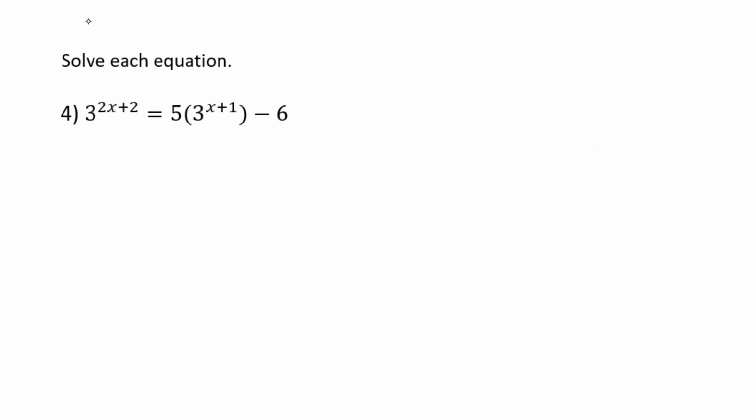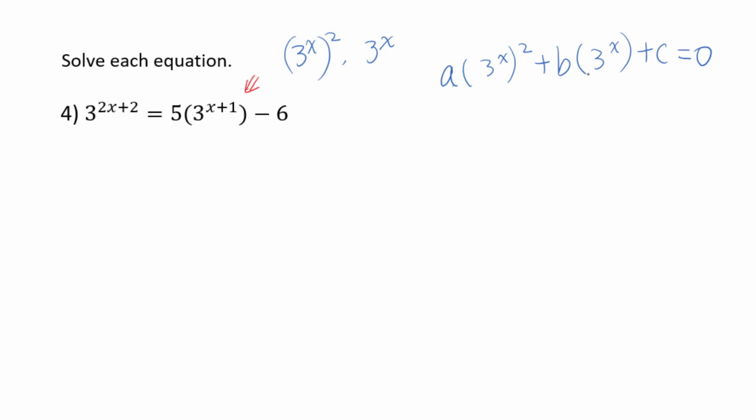Let's go to number 4. Since we can create 3 to the x power squared and also 3 to the x power, it will be a quadratic pattern. So we need to create a times 3 to the x power squared plus b times 3 to the x power, then plus c equals 0. We will use b to the m plus nth power equals b to the mth power times b to the nth power to separate this and also this.